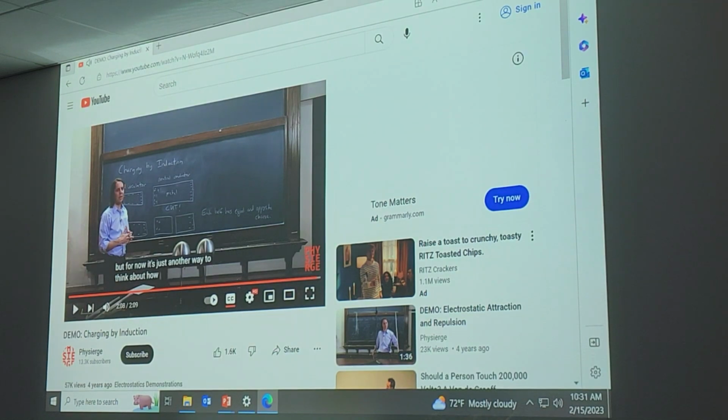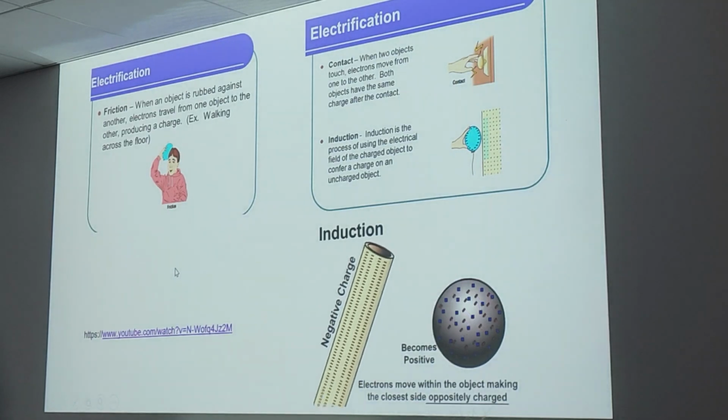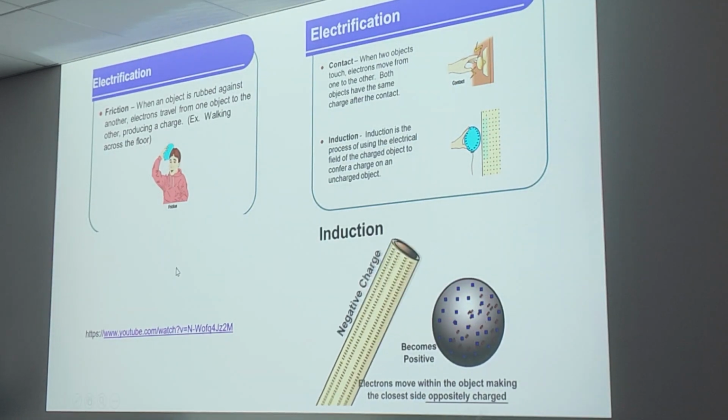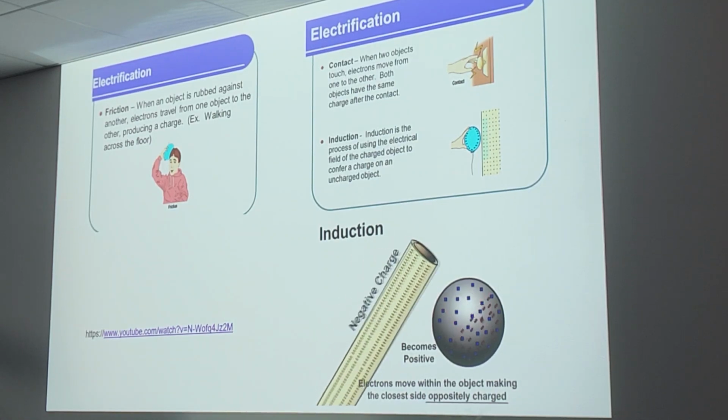Basically, when you bring a charged object into the field of an uncharged, or not uncharged, but a metal object, the electrons tend to go to the opposite side because they repel each other.